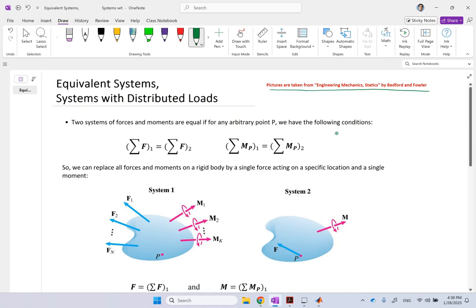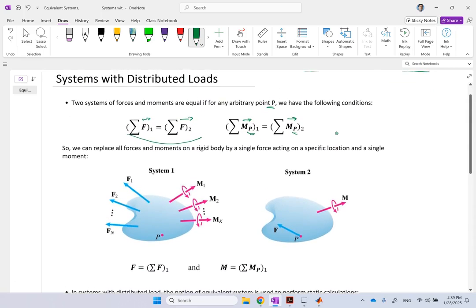We say two systems are equivalent to each other if the sum of the forces in both systems are equal. And by the way, here bold font means they are vectors. And also the sum of the moments in both systems are the same for any arbitrary point P. So regardless of where you pick as point P, the sum of the moments in both systems about point P are the same, right? So this is the condition for equivalency of two systems.